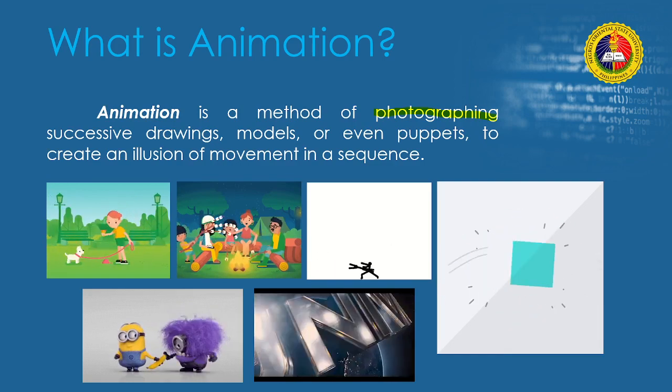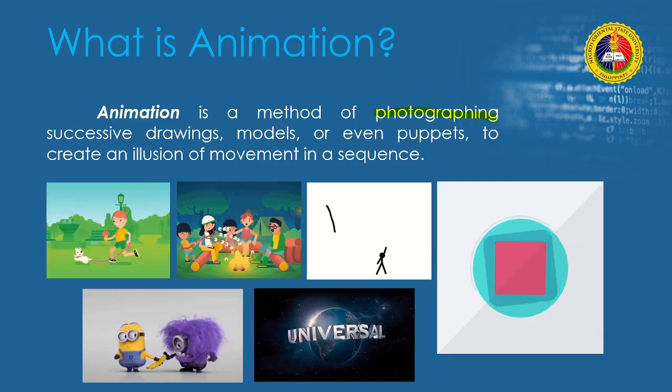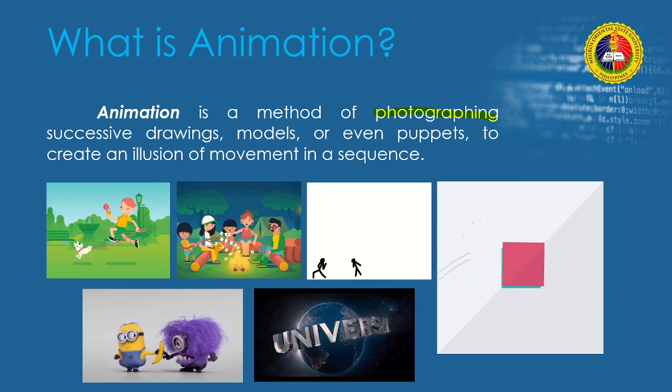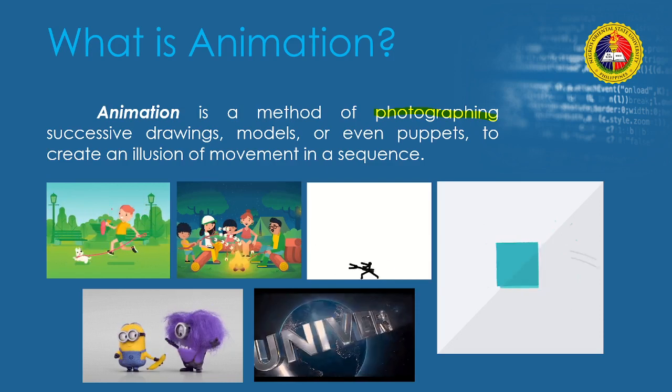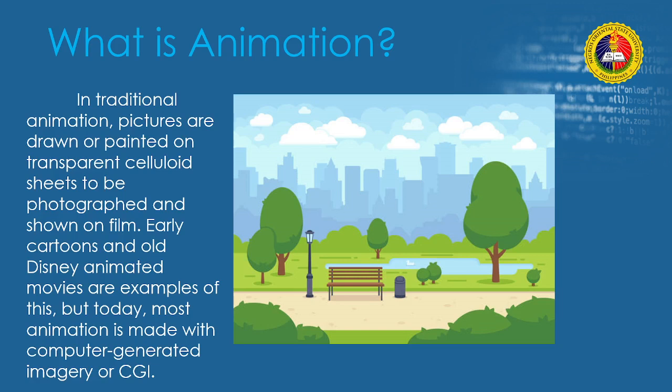So that is the same concept with animation. Every action will be drawn individually, and then the animator will take a photograph of it, and then they will play it simultaneously or successively, and our brain will tell us that the picture is moving. That is animation. In traditional animation, pictures are drawn or painted on a transparent celluloid sheet and then photographed and shown on film. Early cartoons and old Disney animated movies are examples of this, but today, most animation is made with computer-generated imagery or CGI.